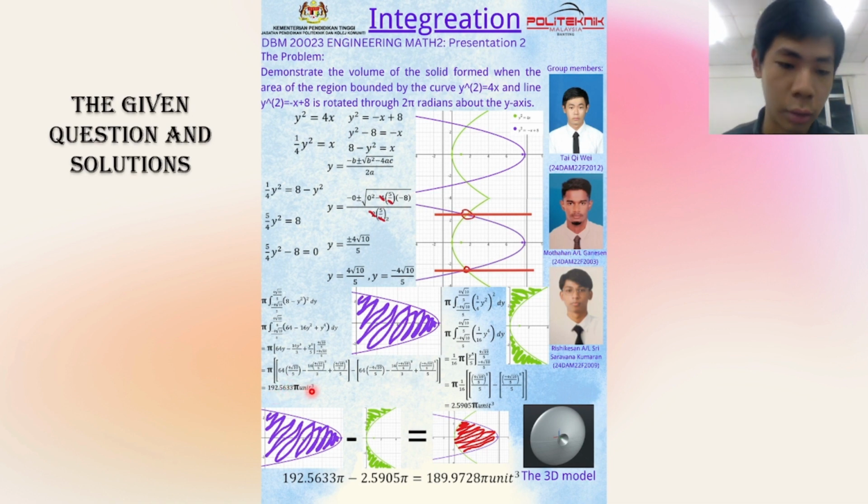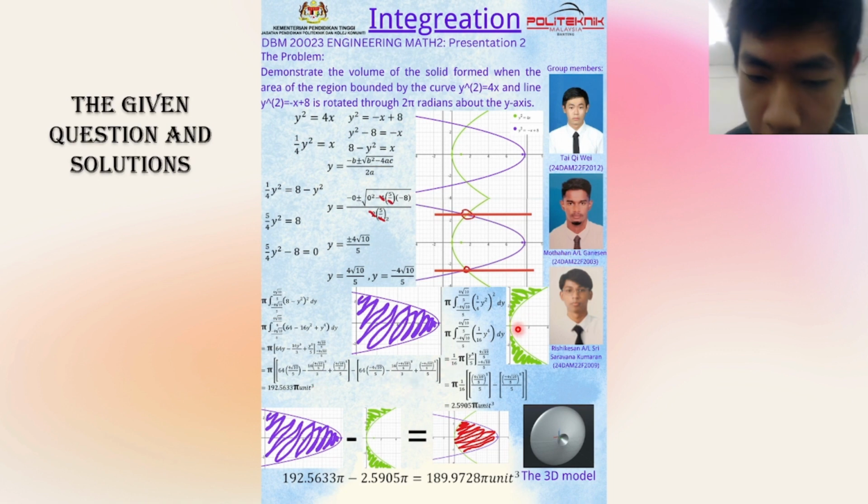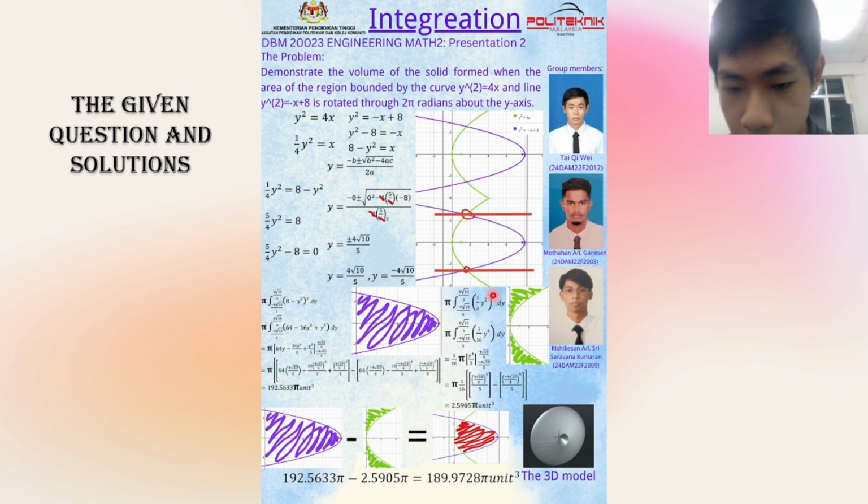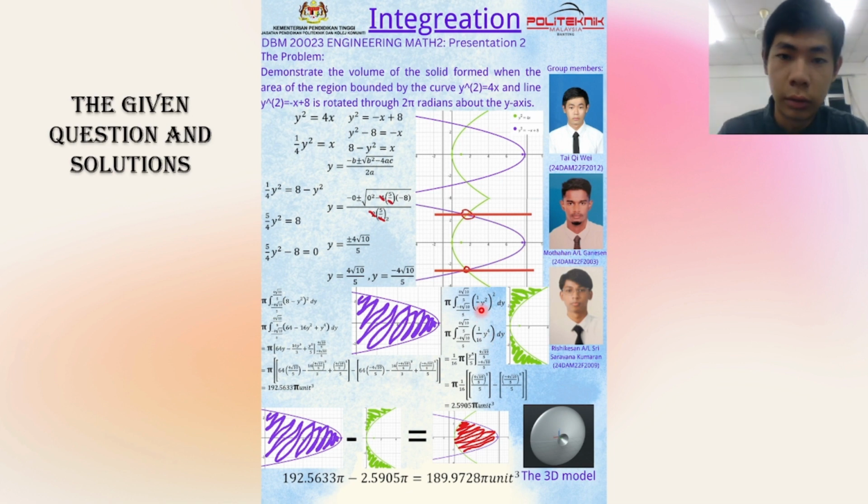192.5633 pi unit cube. And the next step is the same for the other curve. This green curve is a quarter of y squared. You also need to square it out, so the 4 becomes 16. We do the same thing as before, and we get the volume for the green curve, 2.5905 pi unit cube. That is the volume from the y-axis for these two curves.